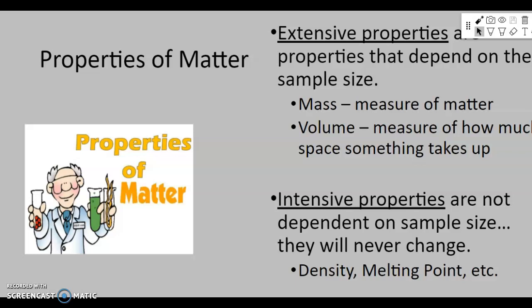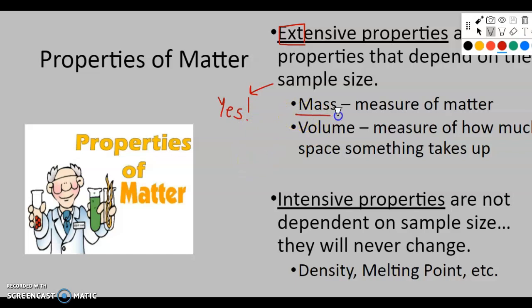So the next category is extensive versus intensive. The extensive properties are going to be properties of matter that depend on the sample size. Extensive, you can think of the little prefix here, ext, like exterior. Think of the outside properties of the sample. Another way you can think about it is, can the extensive properties change? And that is a yes, they can change. So if you have a property that you can change, then it has to be extensive.